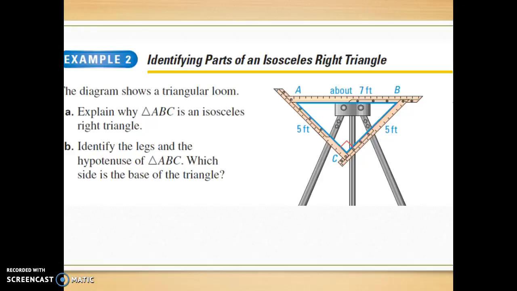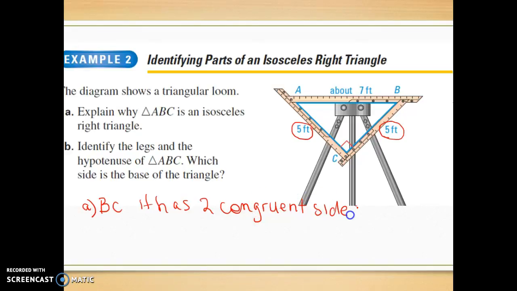Okay, if we look at this example 2, the diagram shows a triangular loom. Explain why triangle ABC is an isosceles right triangle. Alright, well, for starters, we know that it is a right triangle because we have a right angle. And then it's isosceles because I'm shown that 2 of the sides are the same. So why is it an isosceles triangle? Because it has 2 congruent sides and a right angle.